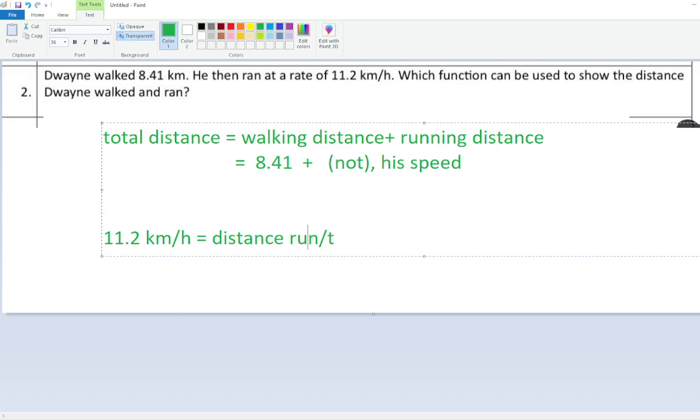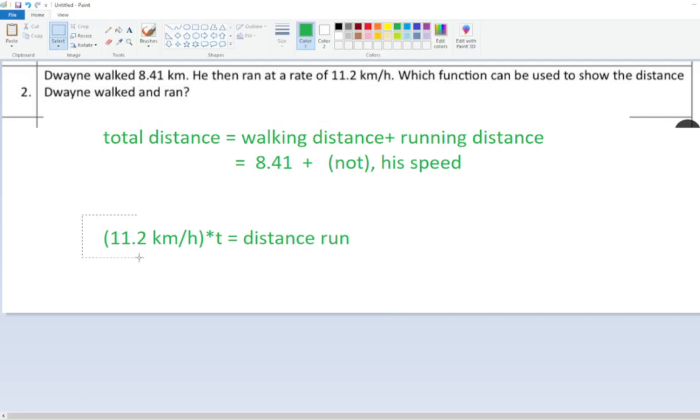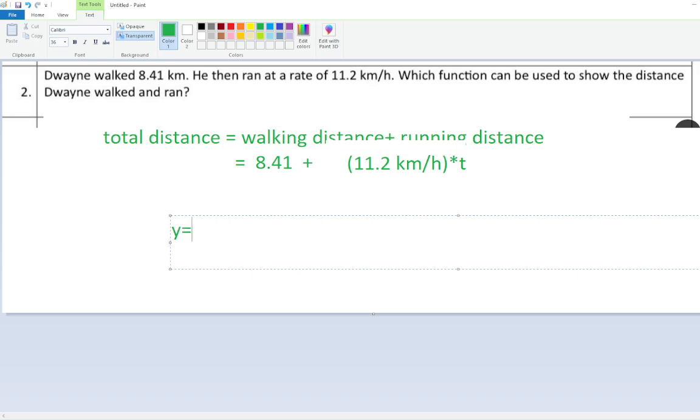And I don't have it all alone. I'm being divided by time, so I have to multiply by time on both sides. I'll put this in brackets. It disappears. So that means distance run is equal to his speed times his time. And they've given us his speed. And his time is just t. We don't know it. So I can replace distance run with this. Now, if you think of it in terms of x and y, it's really y is equal to 8.41 plus 11.2x.